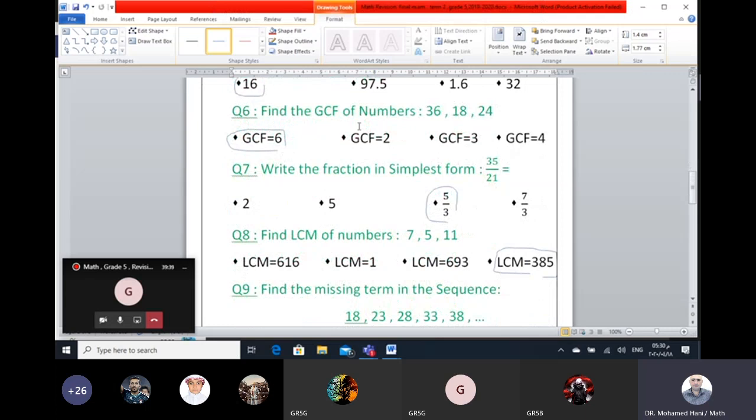Now find the GCF of these numbers. Take 36 and find the prime factors. You will find 2 exponent 2 multiplied by 3 exponent 2. Take 18, then find the prime factors. It will be 2 times 3 exponent 2. Take 24, then find the prime factors. It will be 3 multiplied by 2 exponent 3. The common factors between them are the 2 and the 3. So 2 times 3 will be 6. So 6 is the greatest common factor.